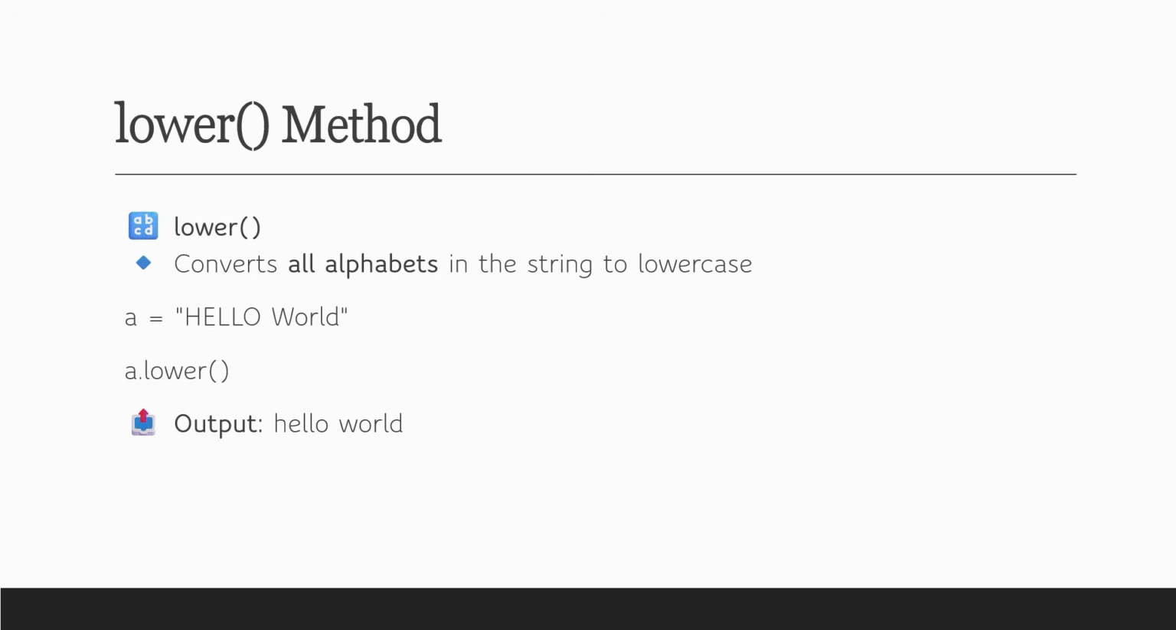Lower method. The lower method converts all the letters in a string to lowercase. Even if some letters are already uppercase, Python changes them to lowercase using this method. It is helpful when we want uniform text.